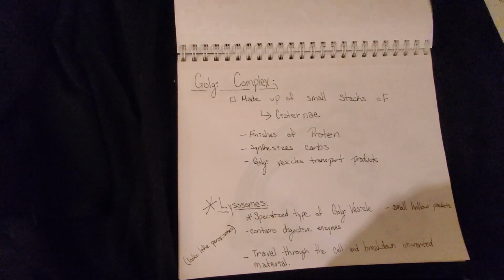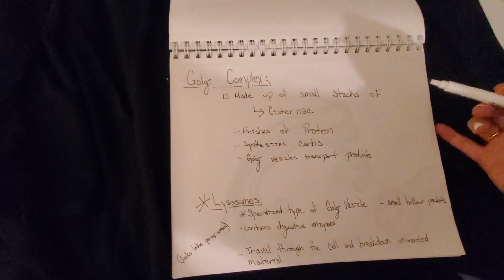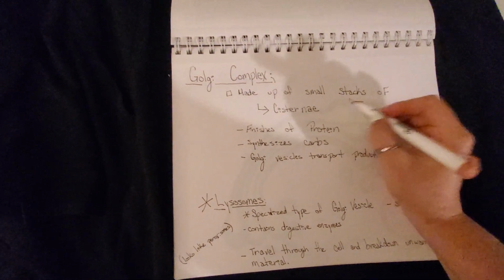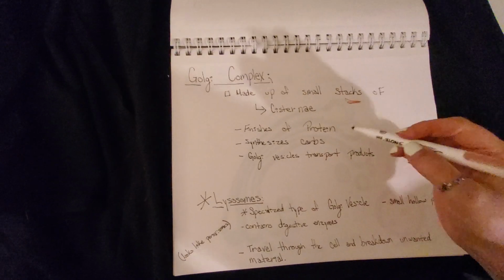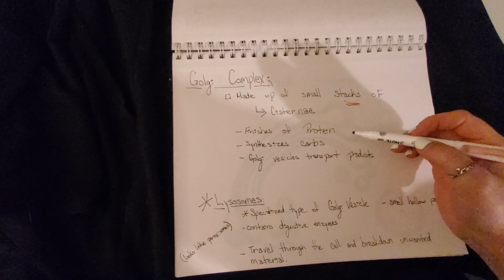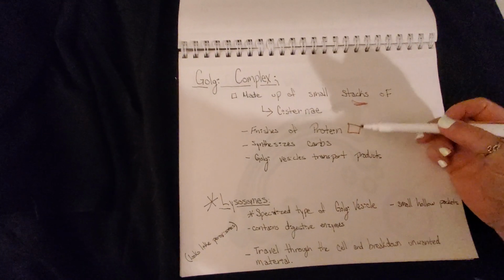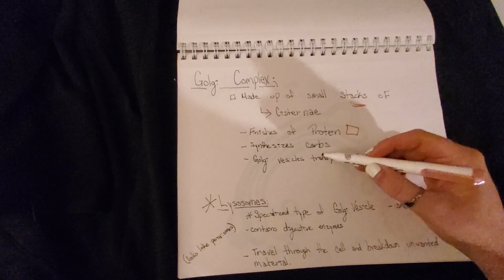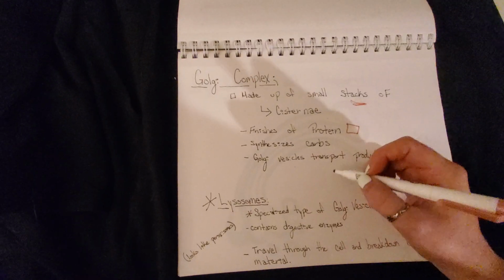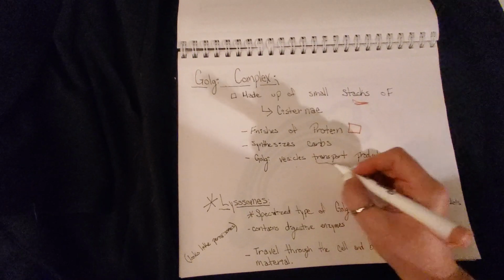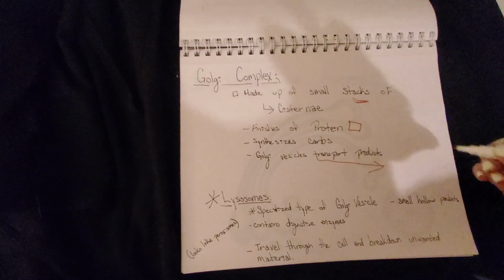Then we have the Golgi complex, made up of small stacks of cisternae. It finishes off the protein, so it's going to finalize everything. It synthesizes carbs, and then there are also Golgi vesicles next to the Golgi complex, which transport products.